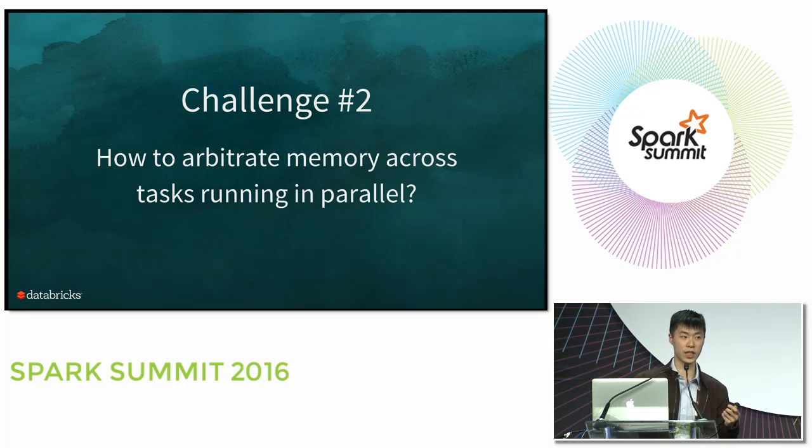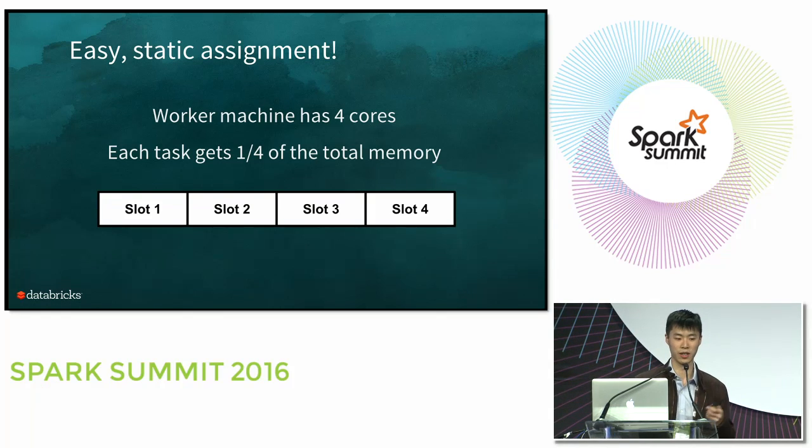So let's move on to the next challenge, where we try to solve memory contention across tasks running in parallel. Again, the simple solution here is static assignment. Suppose my worker machine has 4 cores. Essentially what this means is I will have 4 fixed slots, no matter how many tasks are actually currently running. So even if I have 1 task running, it's only going to get at most a quarter of the total memory.